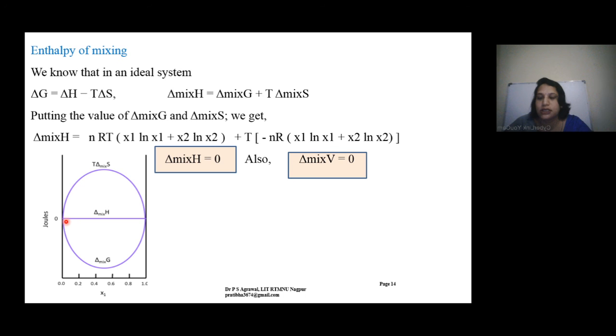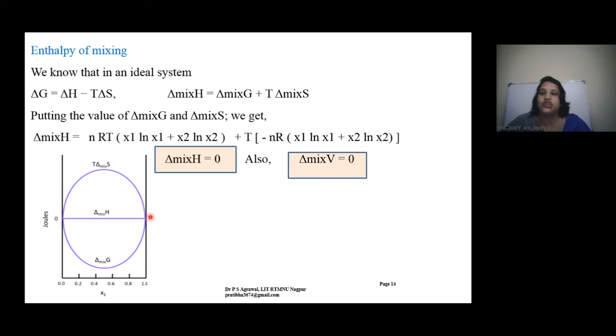So suppose this is 0, this is the mole fraction, and we are mixing. So with delta X going positive, the Gibbs free energy goes negative, and delta H and delta V remain constant at 0, no change, 0.